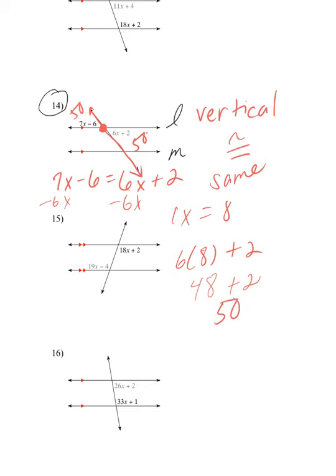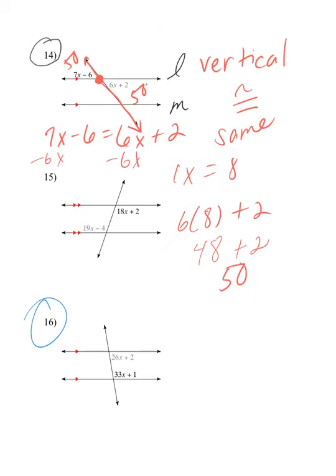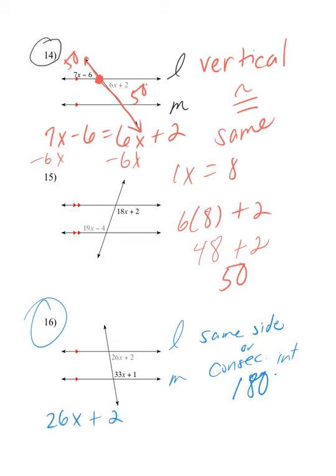This degree is 50. What kind of angles are the expressions? Same side interior. Yes, that is. So since they're consecutive interior, Wesley, what do they equal? 180. So how am I going to set it up? 3x plus 1 equals 180.